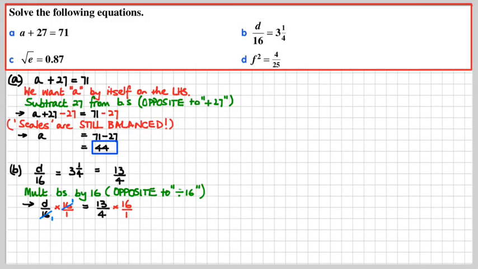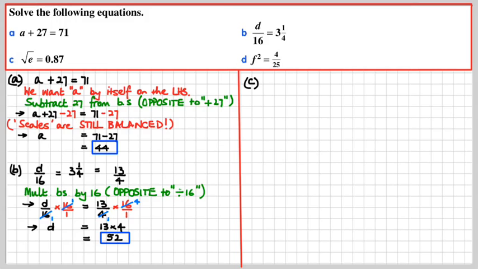Those 16s cancel out, top and bottom, and we're left with, oh, there's something on the right as well. 4 goes into 16 4 times. Okay, now we can clean that up and re-express it on the next line as D equals 13 times 4, and because we only had 1s left on the bottom line here, we don't bother to write that as a fraction. Okay, and 13 times 4 is 52. So D must have been 52. How exciting, yes?